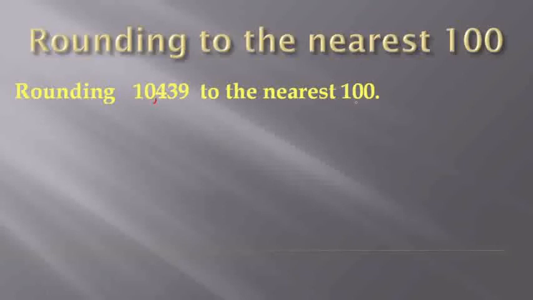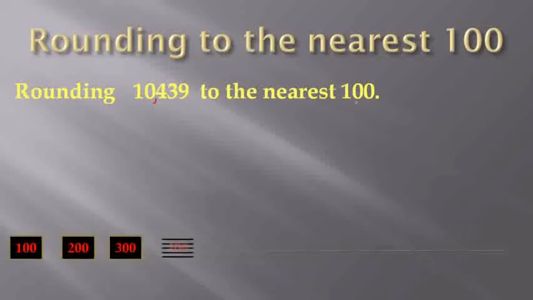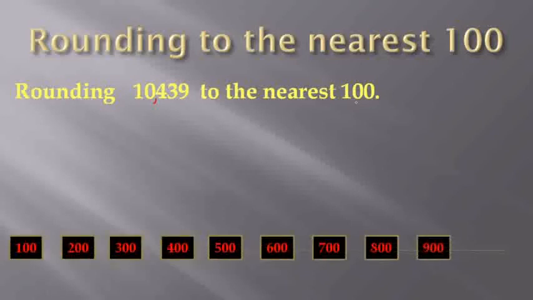Now again write the multiples of 100: 100, 200, 300, 400, 500, 600, 700, 800, 900 and 1000. Now concentrate on the last three digits, that is 439. It is greater than 400 and smaller than 500, so it will lie between 400 and 500. Now whether to convert 439 to 500 or to 400, we will check the digit written at tens place, and 3 is at tens place, and you know that 3 is smaller than 5, so we will round down this number.